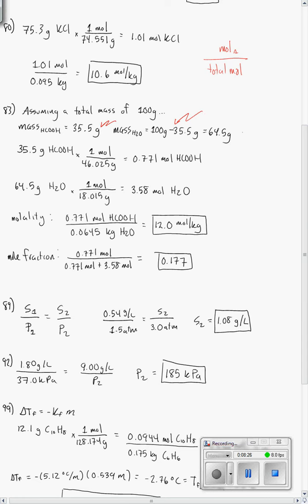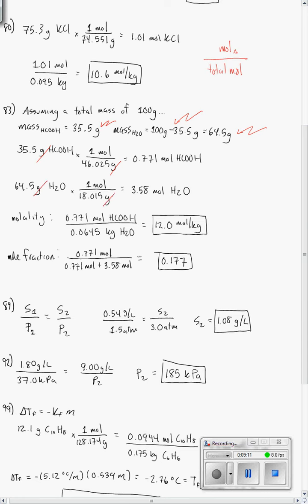Now that we have masses of water and of formic acid, we can convert those numbers to moles, because we need to use moles in our mole ratio, and we also need to use moles, at least of our solute, in calculating molality. You go from grams to moles using molar mass. The molar mass of formic acid is 46.025 grams per mole. If we divide by our molar mass, we'll cancel out grams, and you'll end up with 0.771 moles of formic acid. We can do the same thing with water. The molar mass of water is 18.015 grams per mole. If we divide by that molar mass, our grams cancel out, and we end up with 3.58 moles of water.